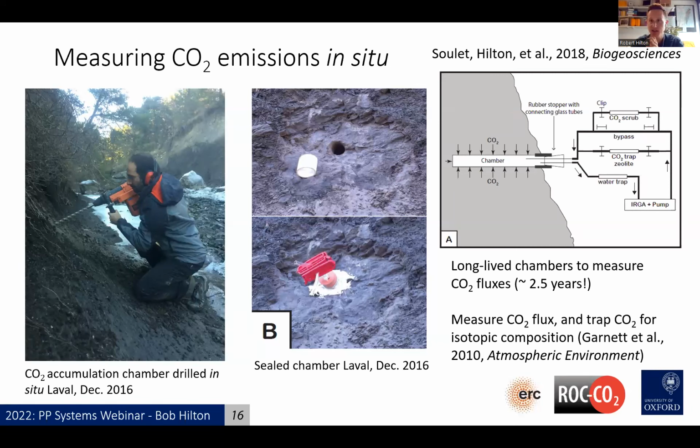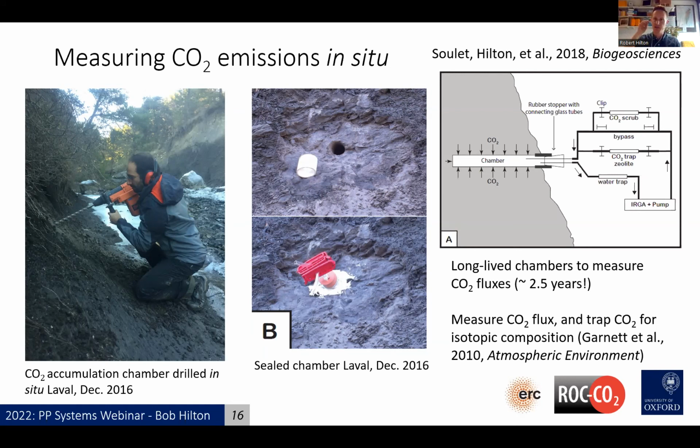We're like, okay, this is totally doable. We can measure these fluxes. There is enough CO2 being produced that the instruments can measure it. So this was in October. So in December, Guillaume went back and installed a set of chambers in this catchment.